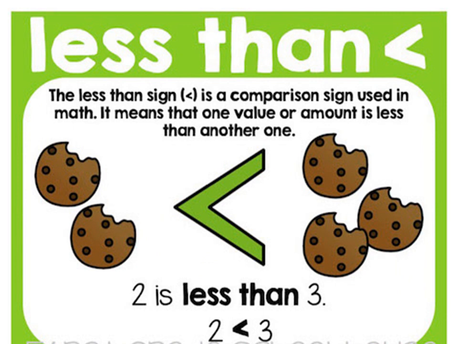In this case 3 is greater than 2. So the mouth is open towards 3. We read it as 2 is less than 3. The open mouth is always towards a greater number.